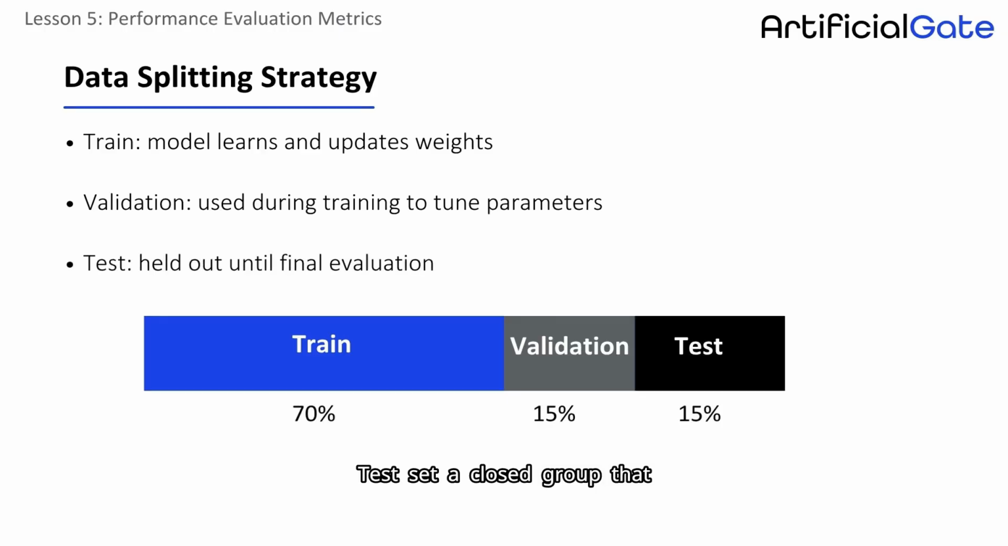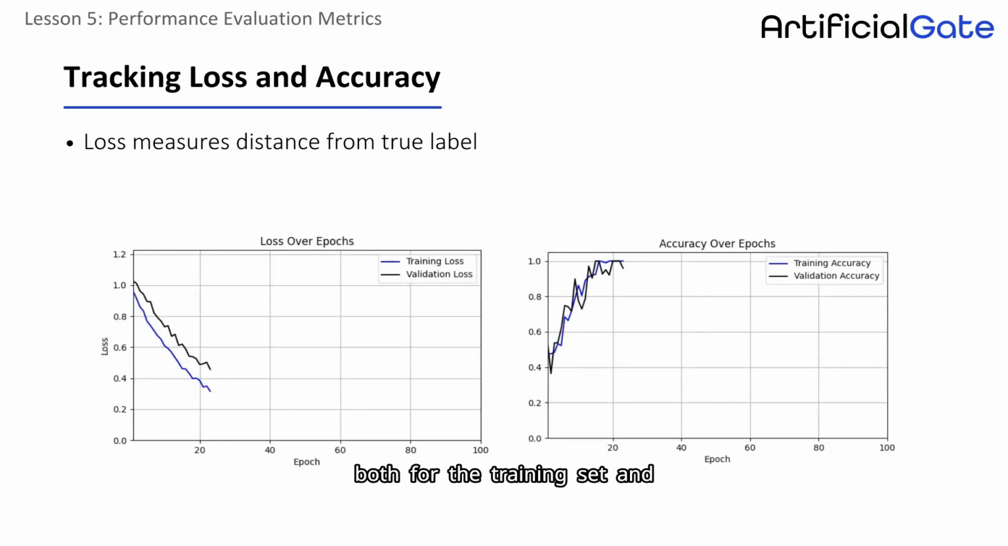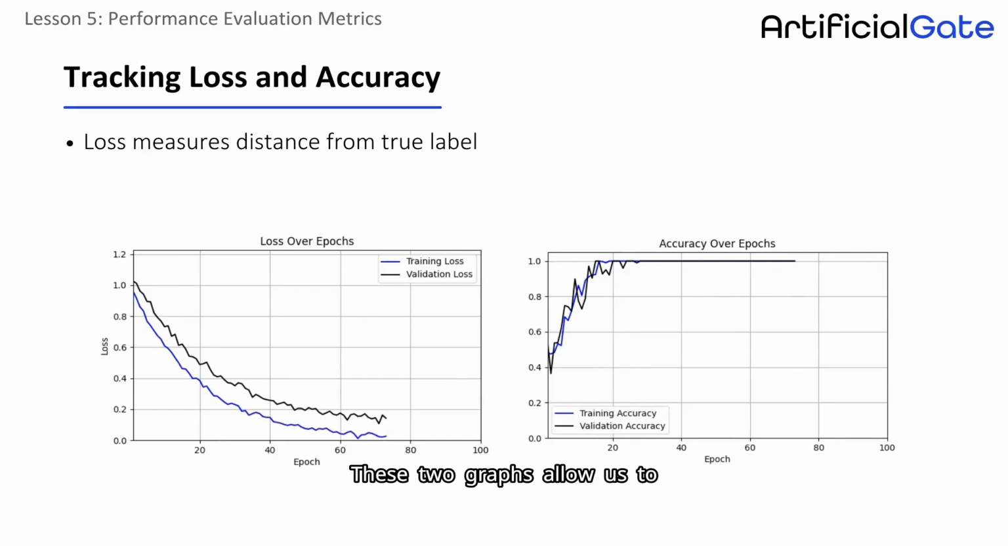Test set, a closed group that is used only at the end to measure the model's true generalization ability. The test set is not touched during training. Usually, the common split ratio is 70% for training, 15% for validation, and 15% for testing. During training, we track two important metrics: the loss function and accuracy, both for the training set and for the validation set. These two graphs allow us to identify phenomena such as improvement or overfitting.